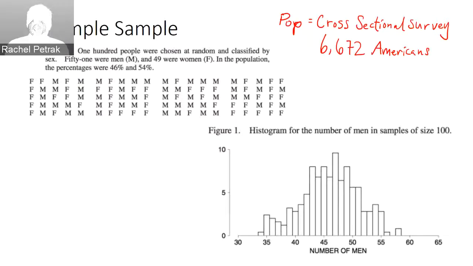So our sample, you can see here, is 100 people chosen at random and classified by sex. And here they are laid out. You can see that in this 100 people, 51 were men and 49 were women. In the population, the percentages were 46 and 54. So there's some variance in our sample from the averages in the frequencies in the population.